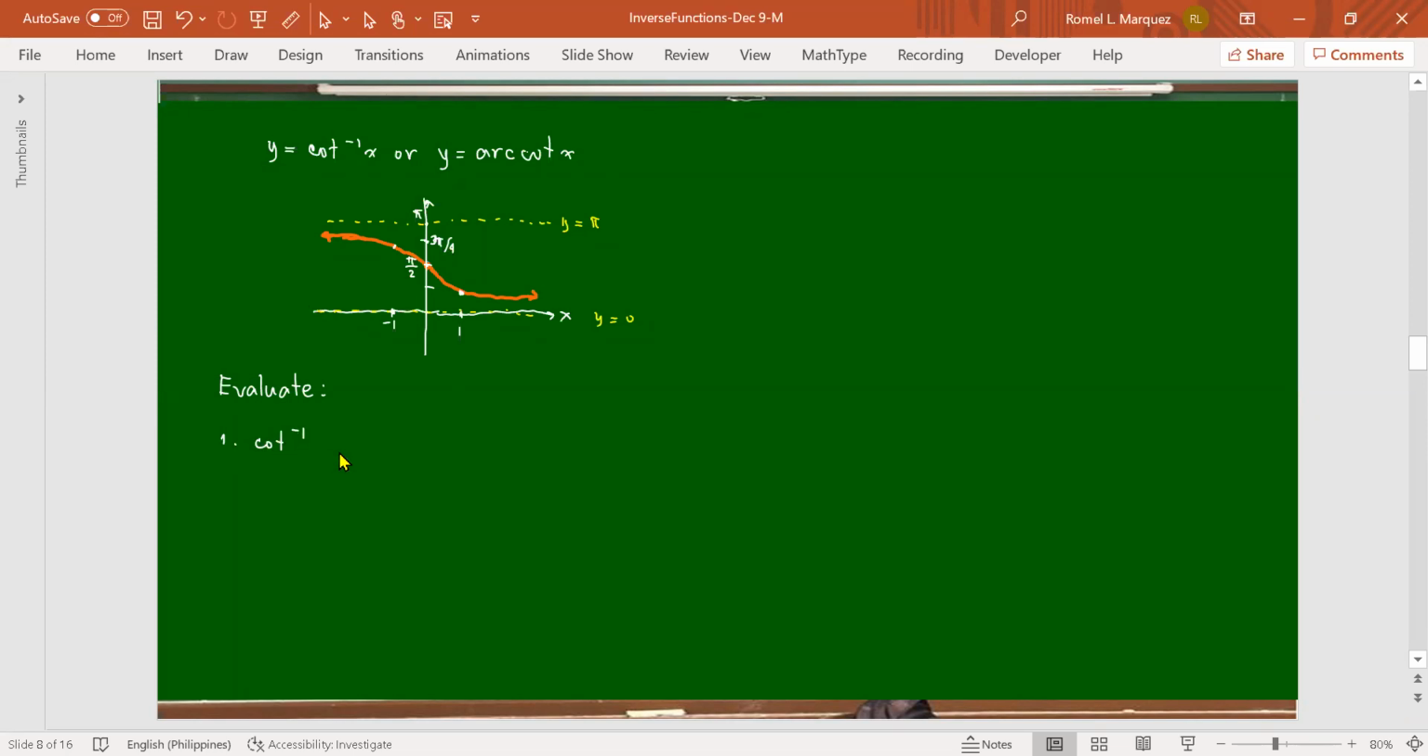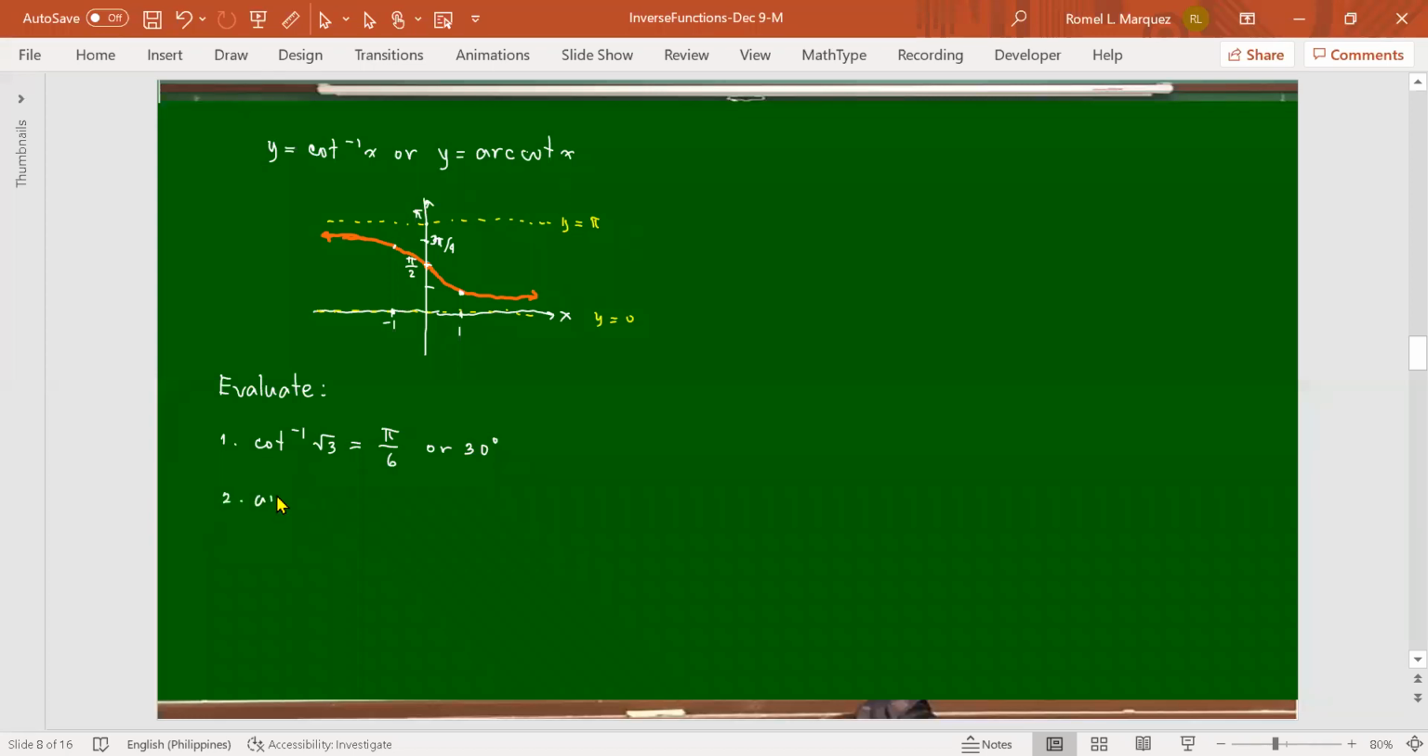Cotangent inverse of square root of 3. What is that angle? If I take the cotangent, it is square root of 3. So that is pi over 6, or that is 30 degrees.